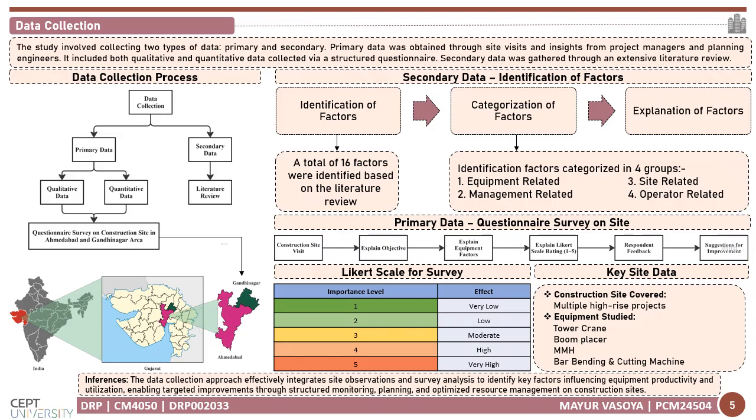The slide also explains the primary data collection through a questionnaire and survey on site, and respondents were asked to rate the factors using a 1 to 5 Likert scale, where 1 means very low impact and 5 means very high impact. The purpose of collecting data was to understand not only where the problem exists, but also how strongly each problem affects the equipment productivity and utilization. The inference is that the data collection approach combines literature-based factor identification with real site observation and professional judgment. And this makes the study more practical and relevant for construction site management.